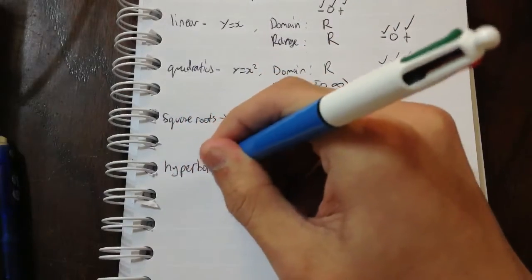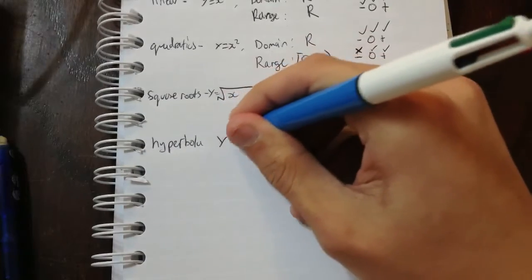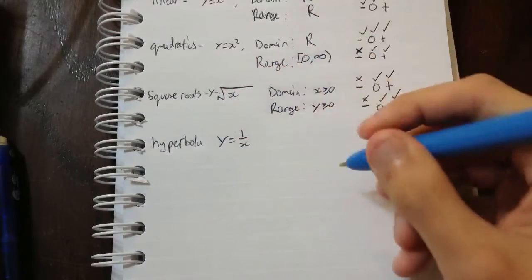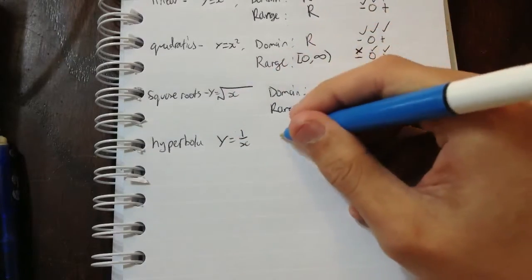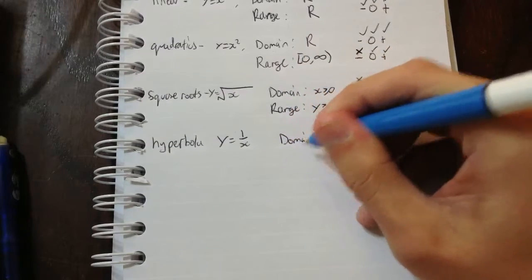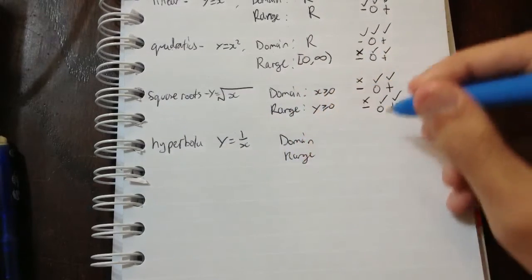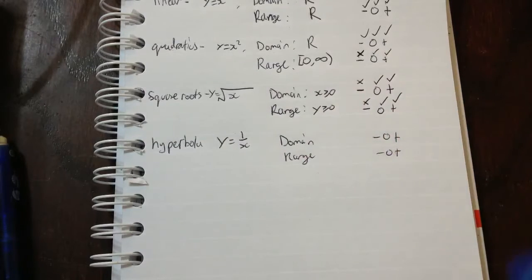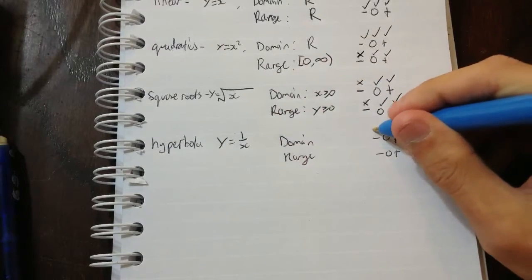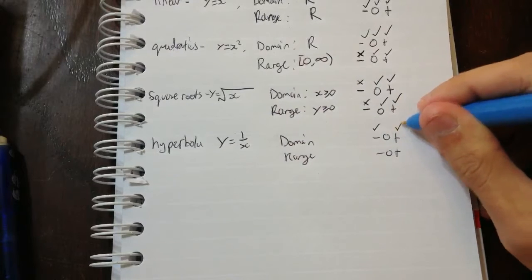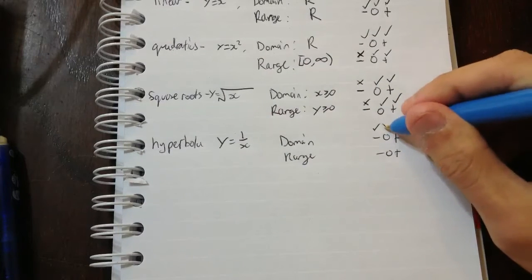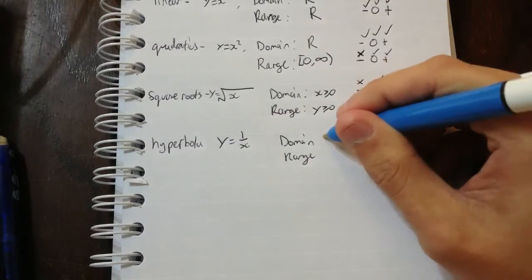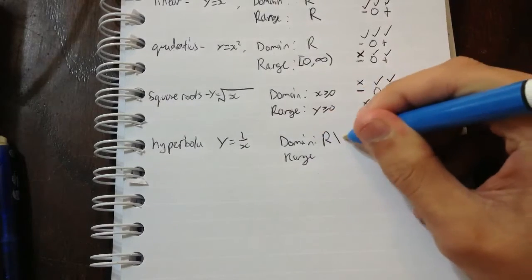Okay, I think it's a hyperbola? I'm not sure. But y equals 1 on x. What we get here is domain, range, minus 0 plus, minus 0 plus. Now you can do it with me. Can x be negative? Yes. Can x be positive? Yes. Can x be 0? No, you can't divide by 0. Domain is everything except 0.